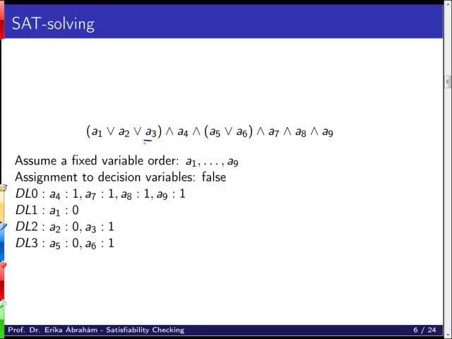Now I can continue. The next unassigned literal in the order is A5, and if I assign false to it, then the third clause will imply that A6 must be true. So I found a satisfying solution for my Boolean skeleton.